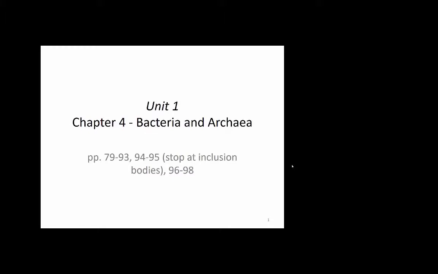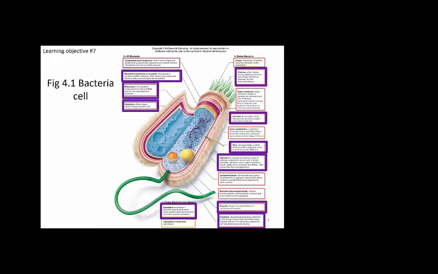This is the set of lecture slides for Unit 1, Chapter 4 on bacteria and archaea. So figure 4.1 in Chapter 4 in the textbook has an image of a bacteria cell, and it identifies major structures in the cell. I've highlighted the structures that we'll focus on in this class and that you'll be responsible for on your exam with the purple boxes.